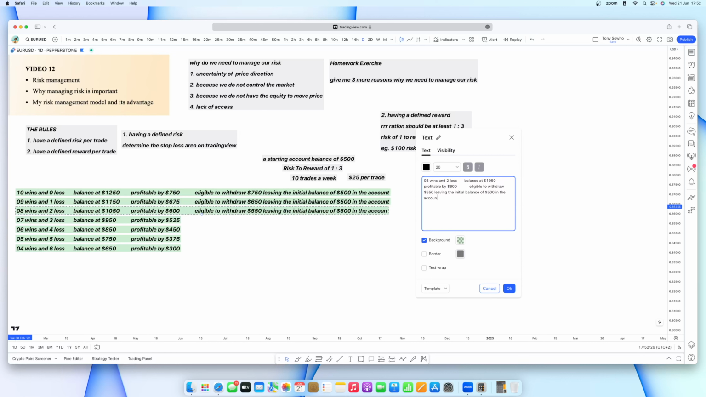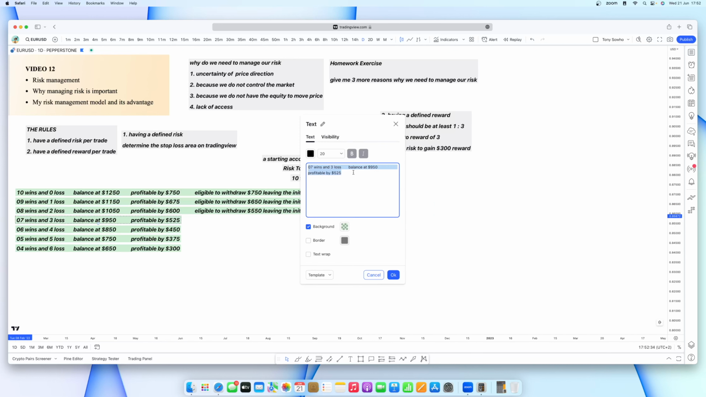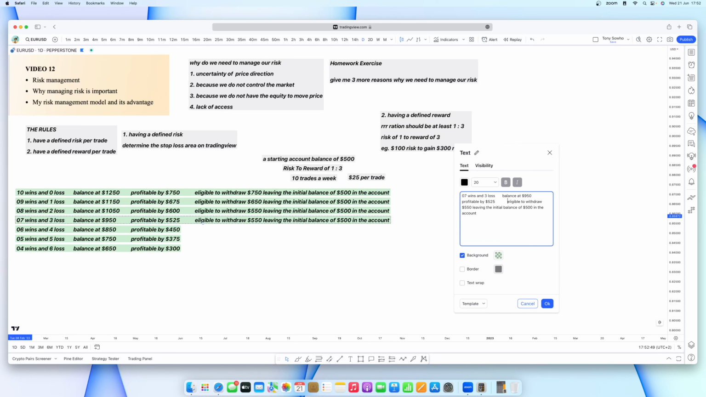in the account. All right, so what I'm going to do is I'm just going to copy all of this so it can be fast and just paste it. So for this one also, I can come here and click on paste. And then I just put it to the front. And then for this, you should be eligible to withdraw about give or take $450 exactly. $450 on this trade. Leaving the initial balance of $500 in the account.